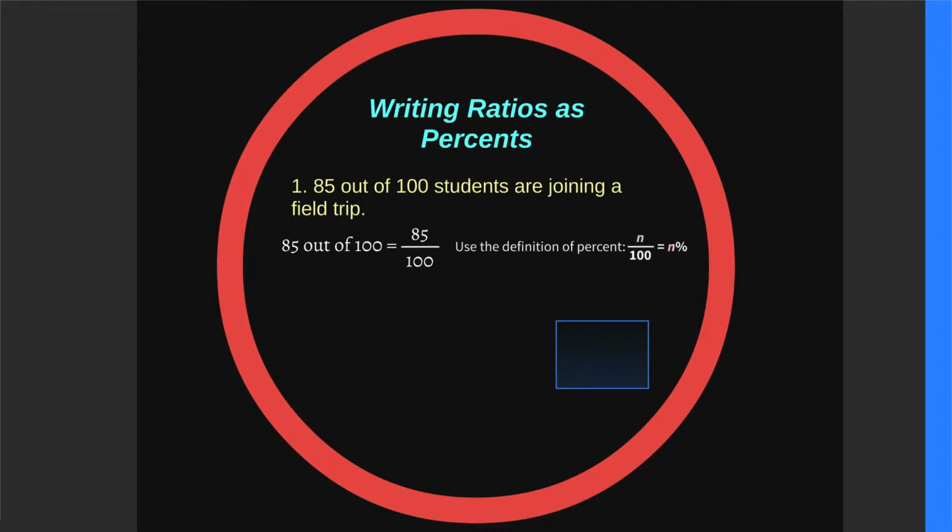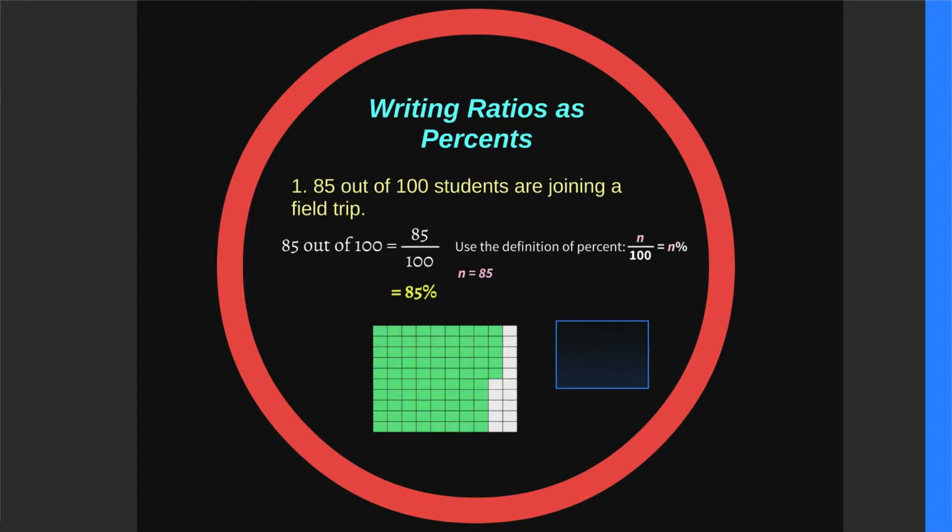Now that it's in its fraction form, we need to express it as a percent. We will use the definition of percent we talked about earlier. That is, n over 100 is equal to n percent. Since the value of n in our example is 85, then 85 over 100 is equal to 85%. Now we have the percentage of students joining the field trip. Let's visualize it in order to understand it even more. This is the model representing 85% of the students joining the field trip.